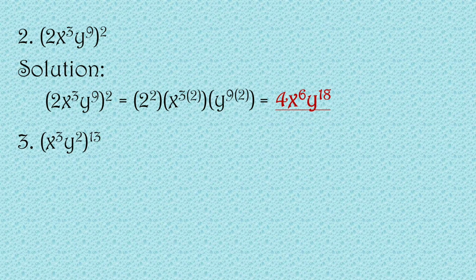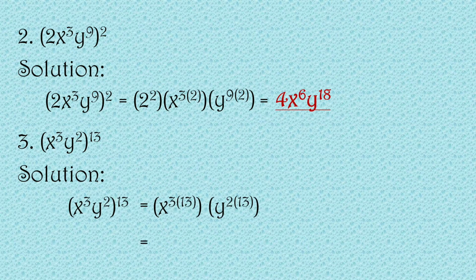Number 3, quantity x cubed, y squared raised to 13. So, ganun pa rin. Meron tayong dalawang base dito, which is x and y. Tapos si x, meron siyang inner exponent na 3. So, i-multiply natin siya dun sa ating outer exponent na 13. Same din dun kay y. Yan. So, ang sagot, x raised to 39, y raised to 26. So, multiply lang natin yung mga exponent nila.